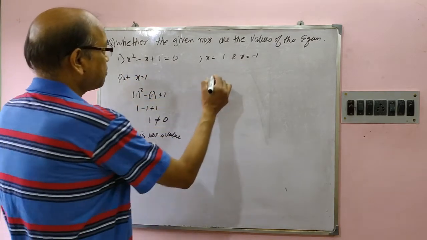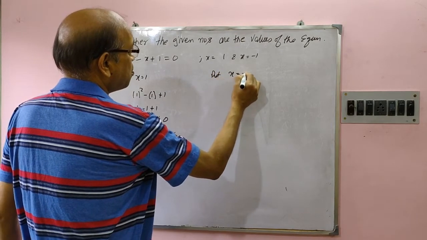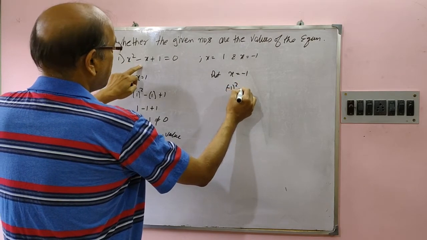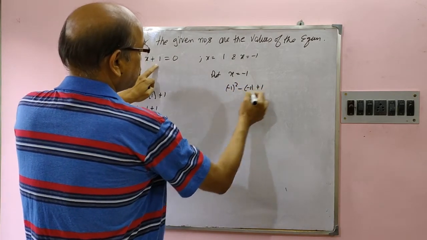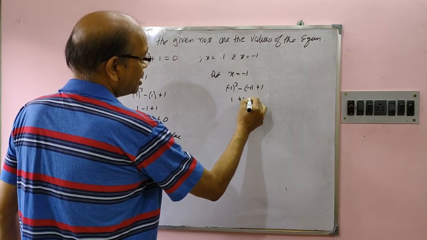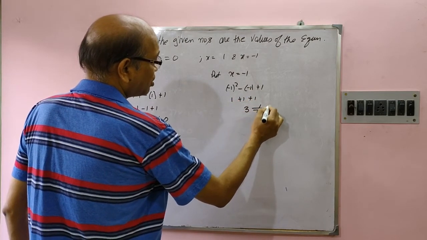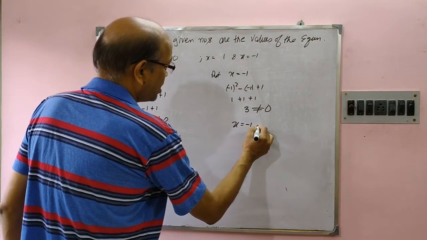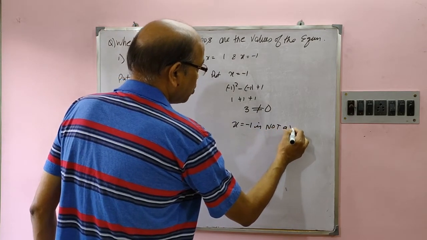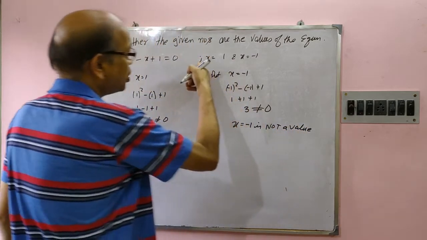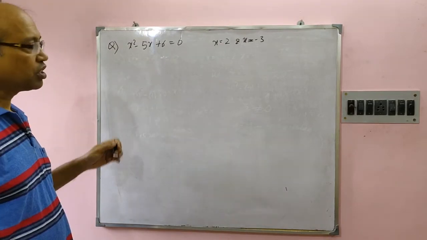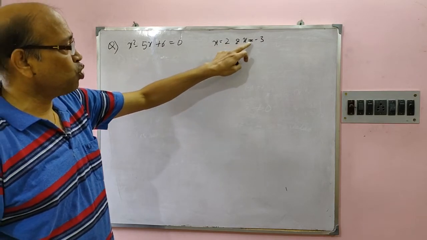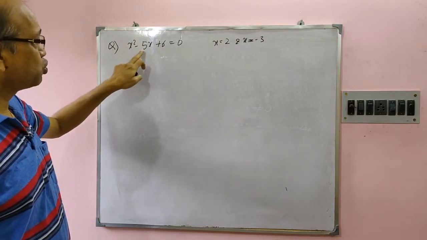Here let us put x equals to minus 1 and see in this equation. That means minus 1 whole square minus of minus 1 plus 1. This is 1, this is 1, this is 1, which is 3, and this is not equal to 0. That means x equals to minus 1 is not a value of this equation. Clear? The next question, again they have said, are x equals to 2 and x equals to minus 3 values of this equation?